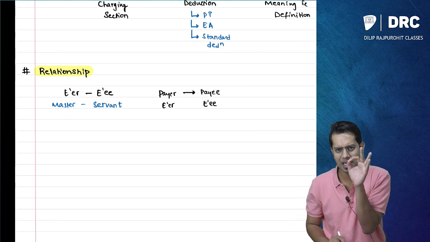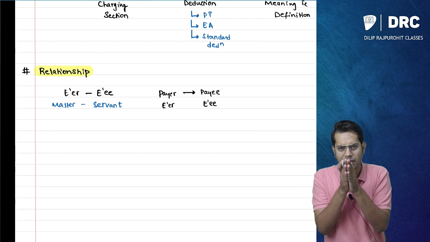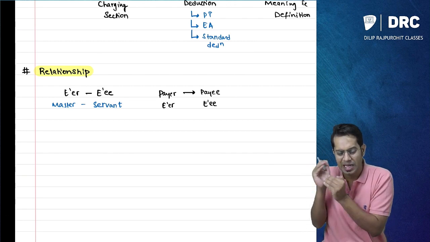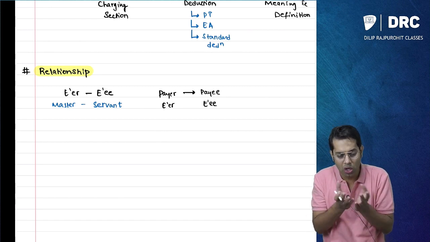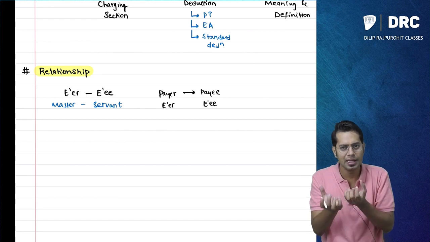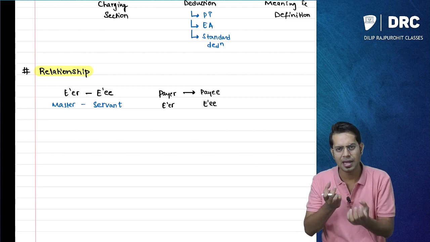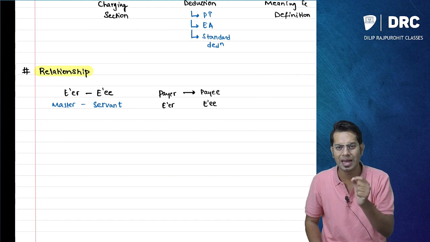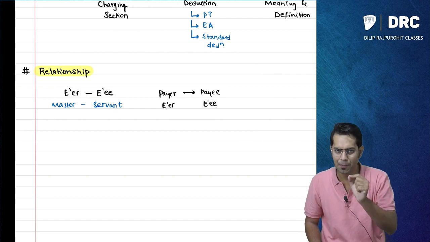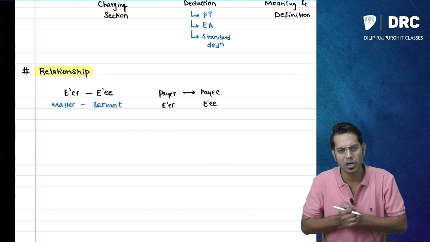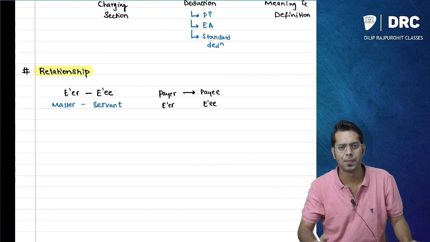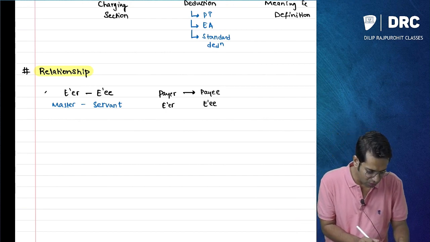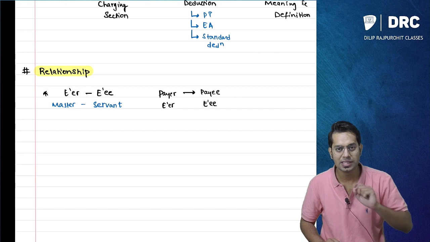Very simple. The first thing you have to see, whether any income is taxable under the head salary or not, is the relationship between the payer and the recipient. What is the relationship between both of these persons? Is there an employer-employee relationship? Yes, sir, there is. Then any payment made by this employer to the employee will be taxable under the head salary. So the first thing I have to see is the relationship.